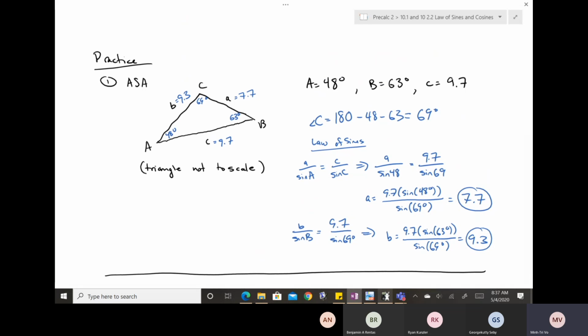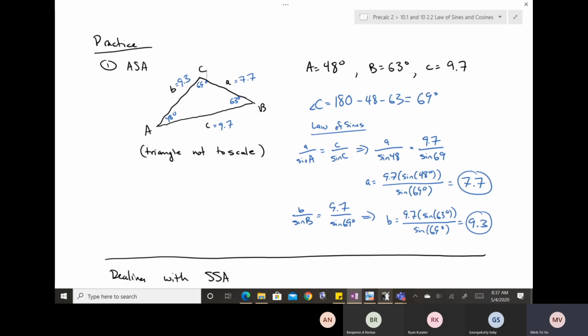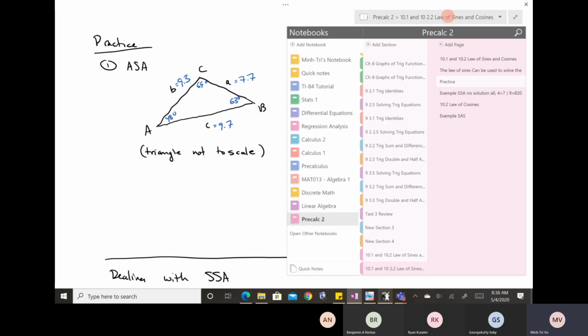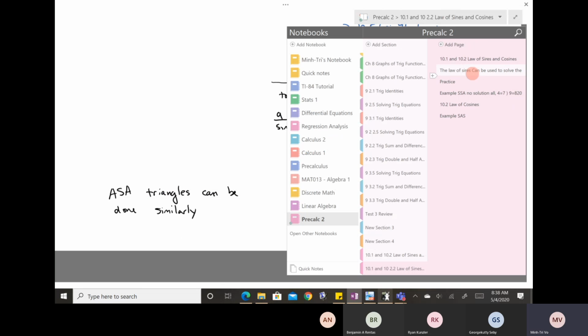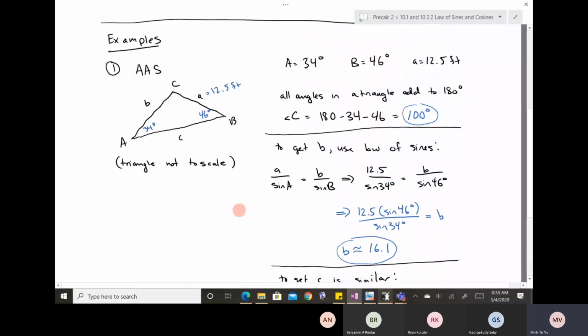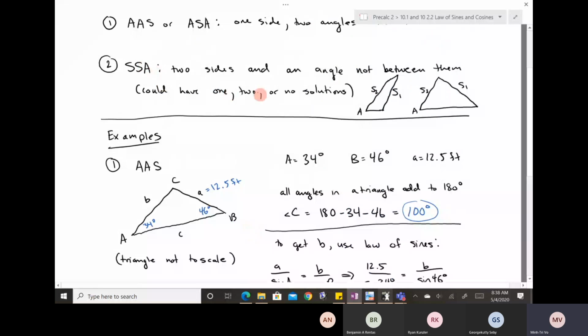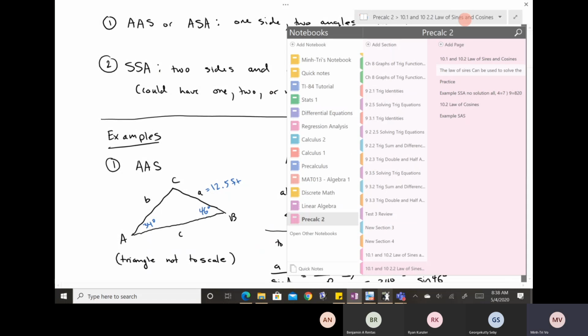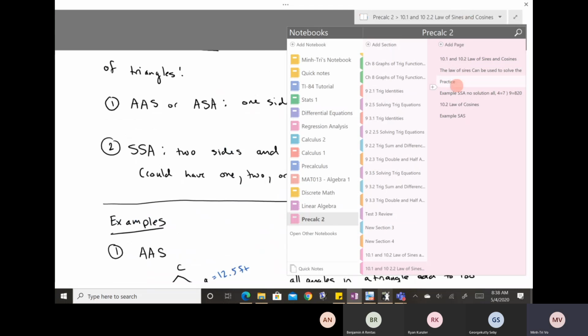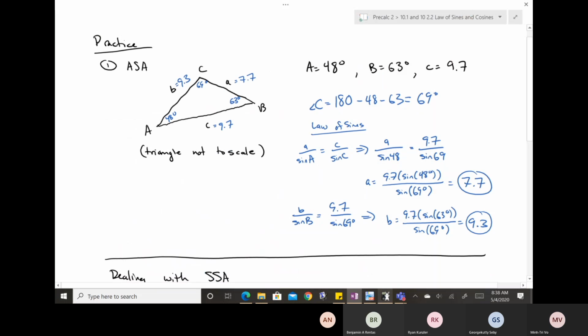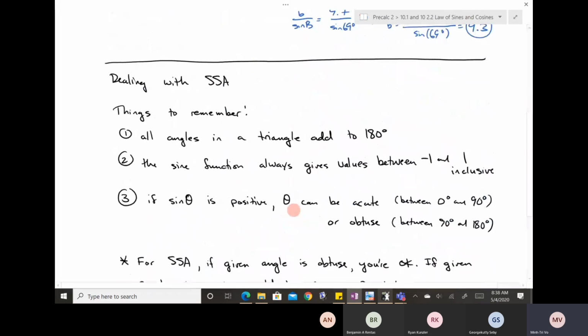Those are the situations where you know two angles and a side. So that's sort of the easy case for the law of sines, right? The other situation is the SSA triangle, where we said there could be 1, 2, or no solutions. So let's see what happens. How do we deal with the SSA triangles?